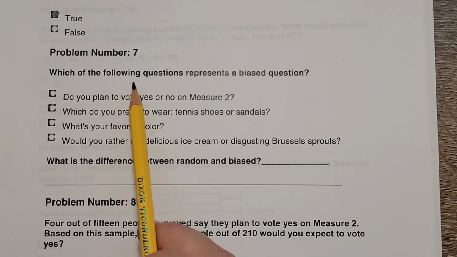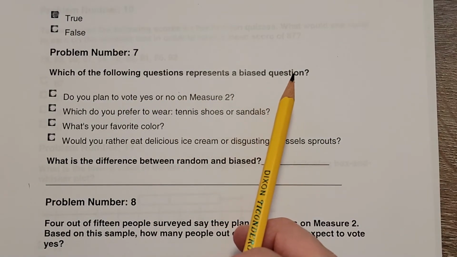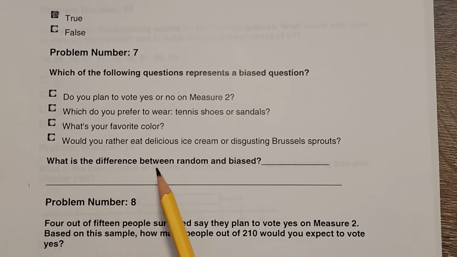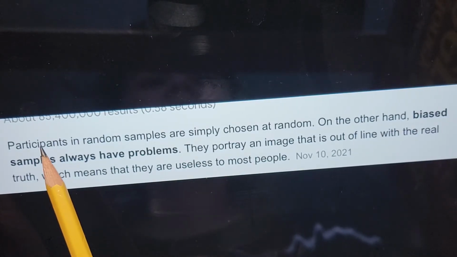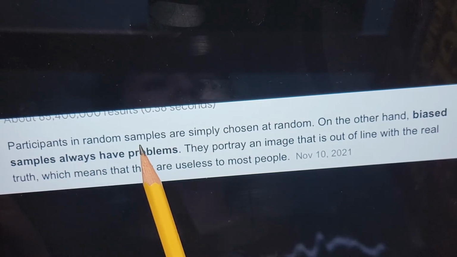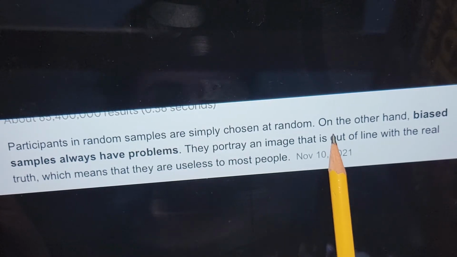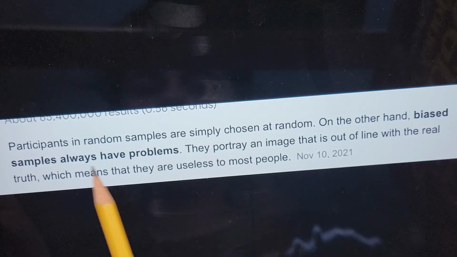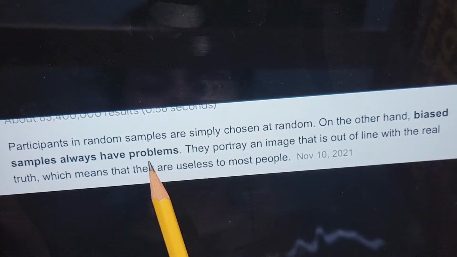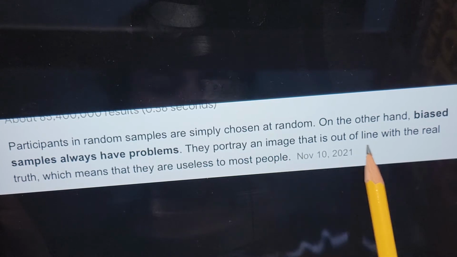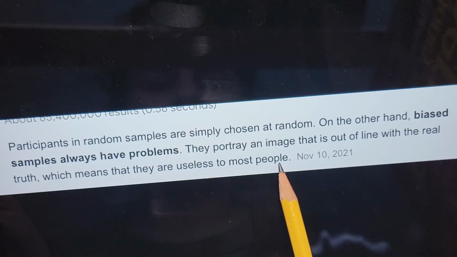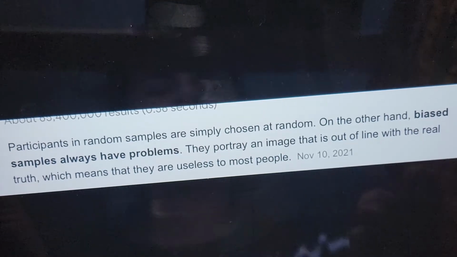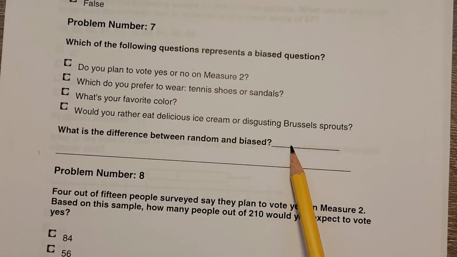Problem number 7, which of the following questions represents a biased question? As you can see, there's a fill in the blank down here. What is the difference between random and biased? I just looked this up on the internet. It says participants in random samples are simply chosen at random. On the other hand, biased samples always have problems. They portray an image that is out of line with the real truth, which means that they are useless to most people. And this is something that you can write in for your answer here if you want.